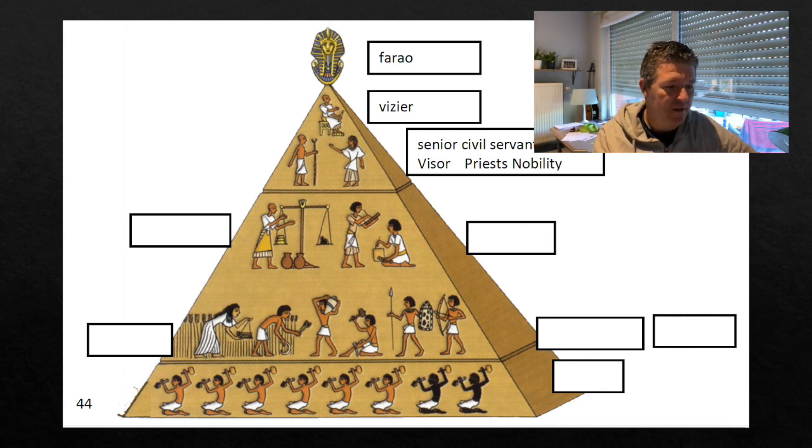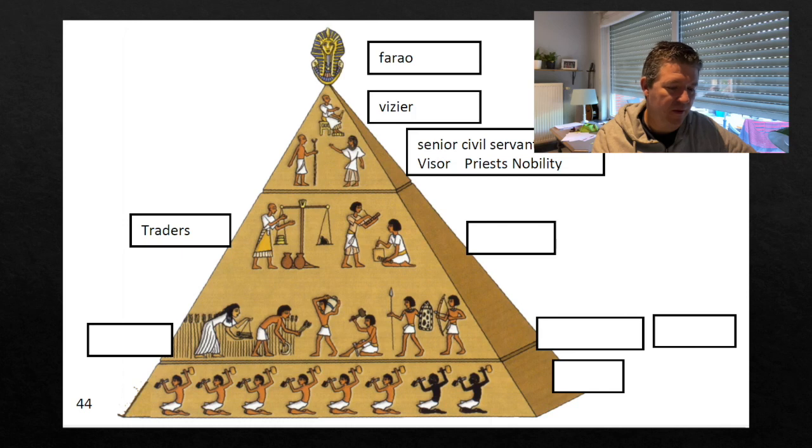Okay, then we've got the middle class, right? Who do we have here? We've got traders, handelaars. Remember that the traders, they work for the pharaoh. So for us traders, they work for themselves. But in Egypt, they would work for the pharaoh. That's a very important thing. So when they go somewhere, it's the pharaoh that tells them, you go there and you buy this for me.